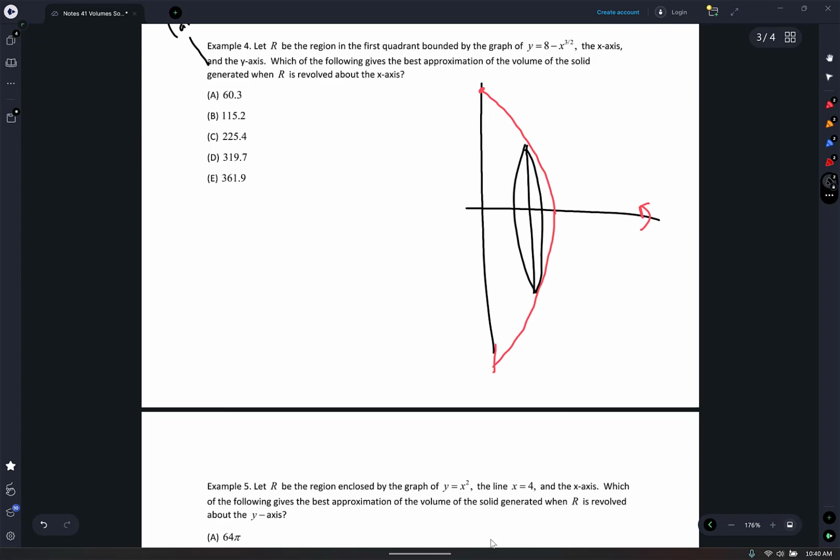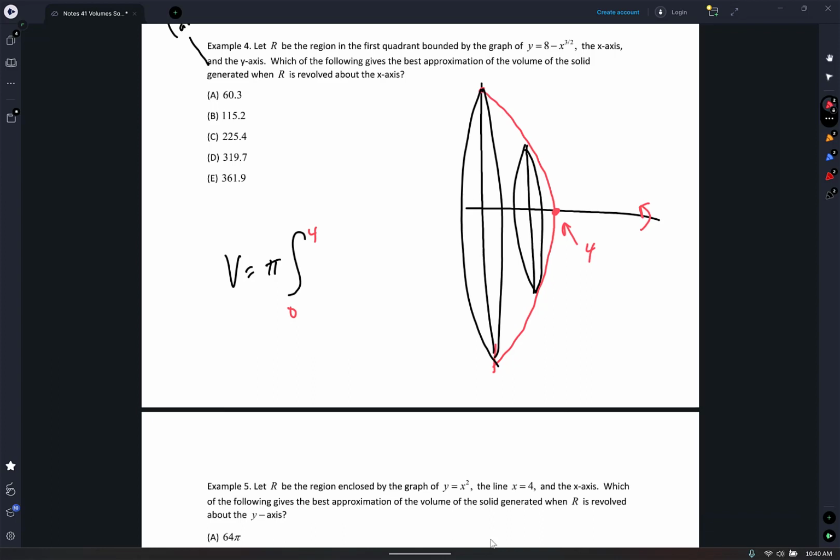All right, so here we go. Try with respect to the y and see if we get the same answer. Maybe we will. Volume equals pi integral. I'll do it right now just in case. Pi integral from what to what? Do you remember? 0 to 4, because 4 is where it crosses the x-axis. And then the radius is the distance from the x-axis to that curve. So that curve is 8 minus x to the 3 halves, close it, squared, dx.